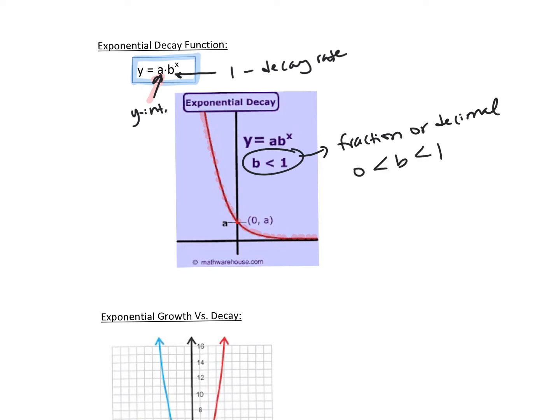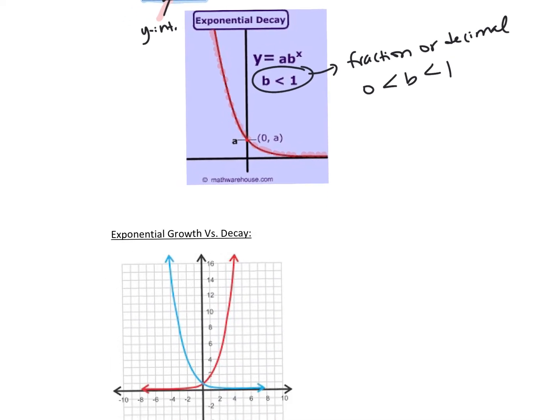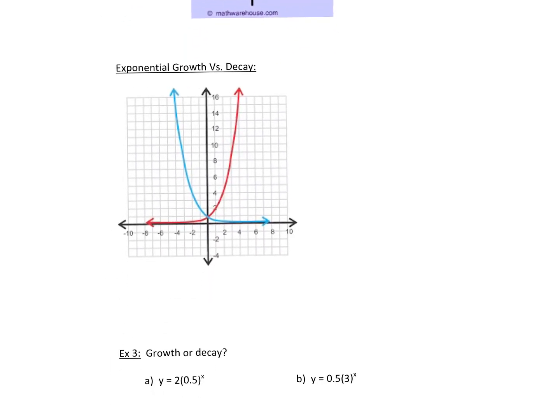Okay? So just to compare the two, exponential growth versus decay, the red graph is the growth, and exponential decay is the blue one. And we read the graphs from left to right. So on the red one, you're starting out small and getting bigger and bigger. And on the blue, you're starting out really high and getting lower and lower, smaller and smaller.